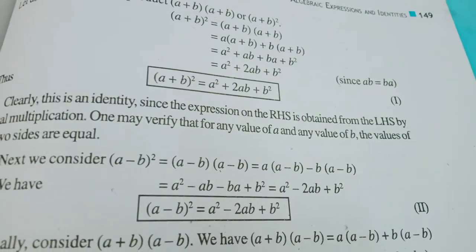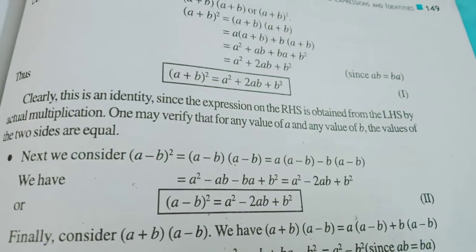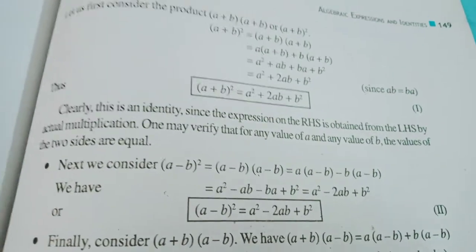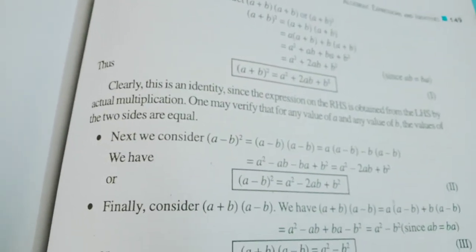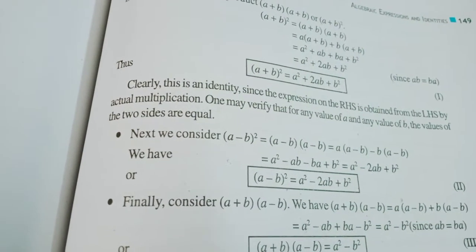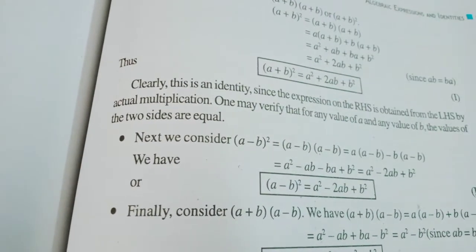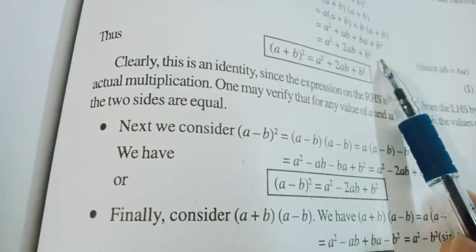Good afternoon, students. Today we are starting exercise 9.5. In exercise 9.5, we are using some identities. What is an identity? An identity is true for every value of the variable in it. Here, three identities we are using.